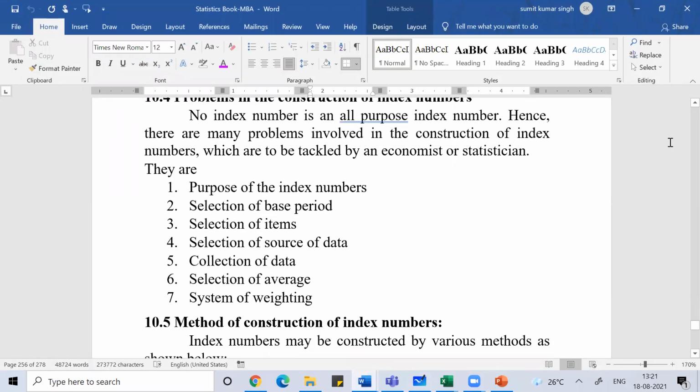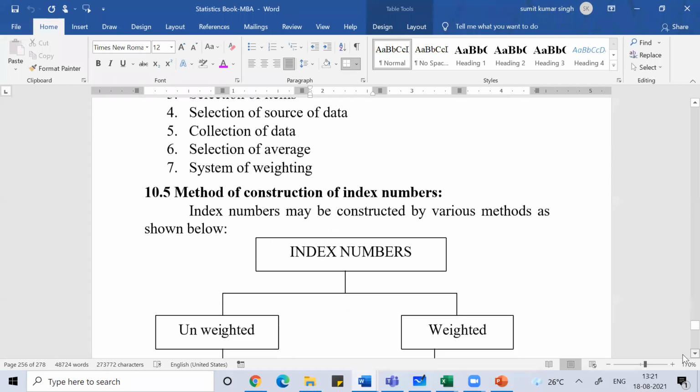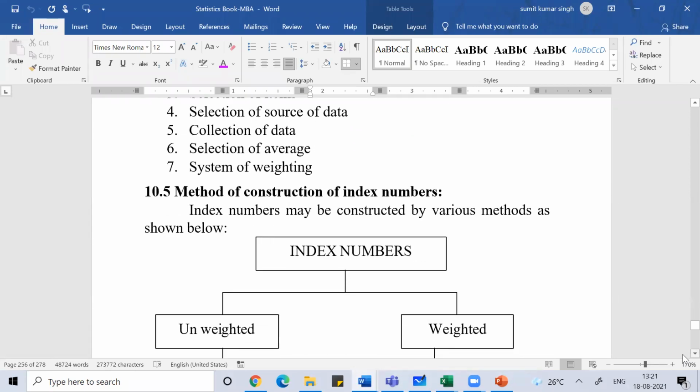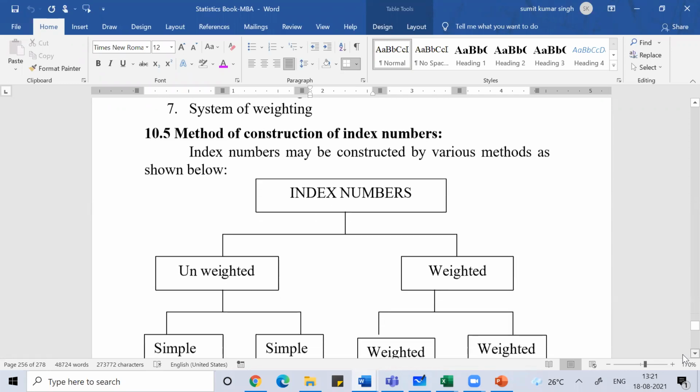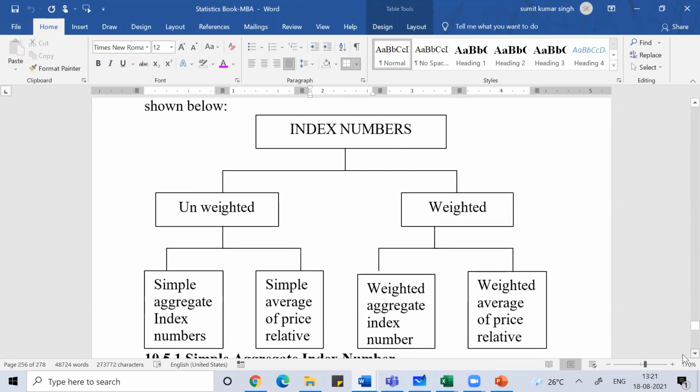So what we have done: you know that index number can be price index number, it can be quantity index number, it can be value index number. You know the theory part. We have discussed a lot about theory. So we have discussed so far unweighted price index number methodology, where first we discussed the simple aggregate method.